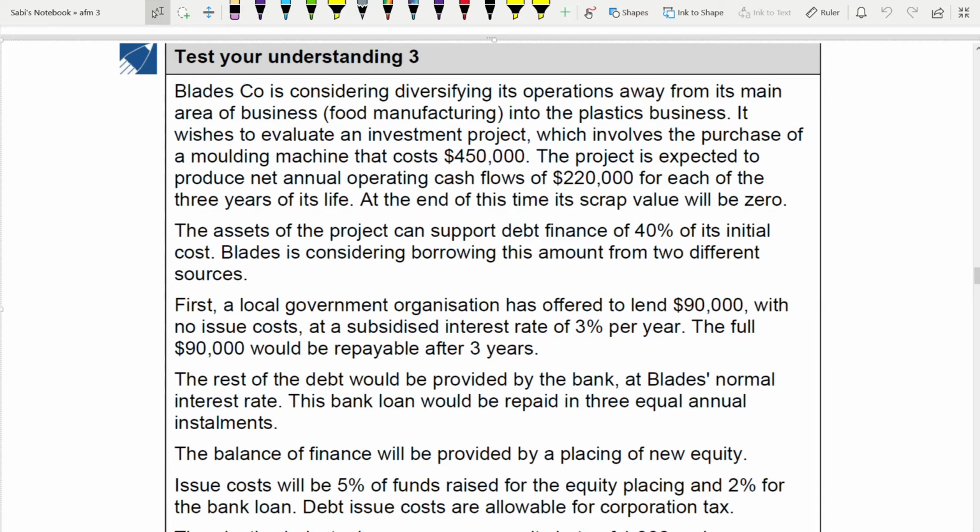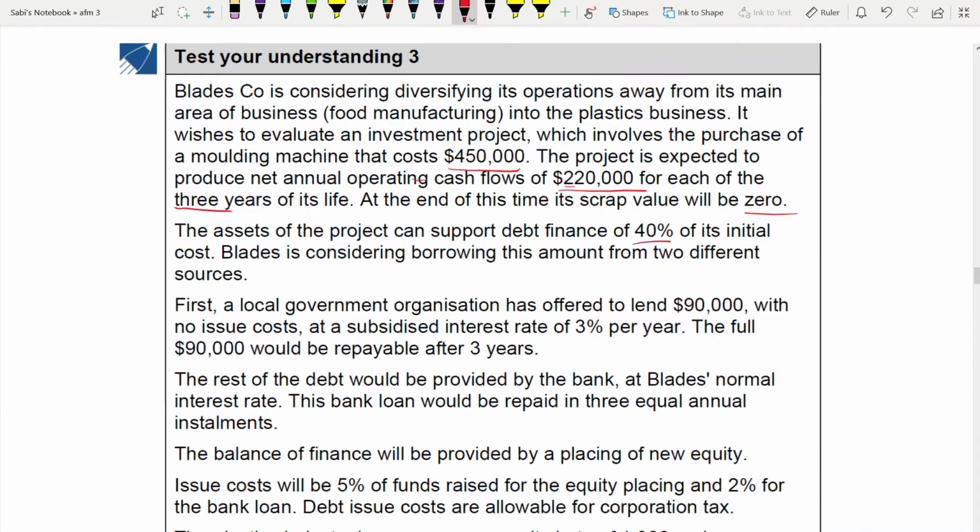As I told you, how to read this information, you have already done test your understanding 1 and 2. Question 2 is similar to this, but 3 is additional. It has debt capacity, it has a subsidized loan, it has issue cost of debt and equity, it has everything. So a molding machine costs 450,000. Wherever the numbers are, just read before it, you will know what the numbers are for. Then operating cash flow is 220,000 for each of the 3 years, that means 220, 220, 220. Scrap value will be 0.